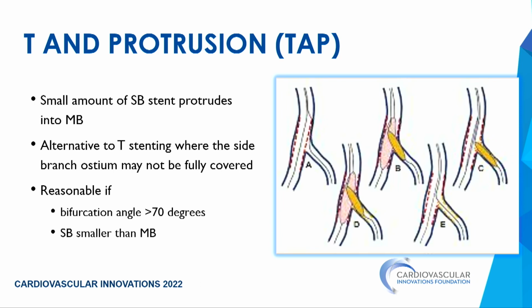But you also don't want to do it where there's a very narrow angle because, to really cover the ostium, you'll have just too much stent hanging back into the main branch. This also should probably be done if the side branch is considerably smaller than the main branch, where you wouldn't be able to do a culotte to get the main branch stent expanded enough.